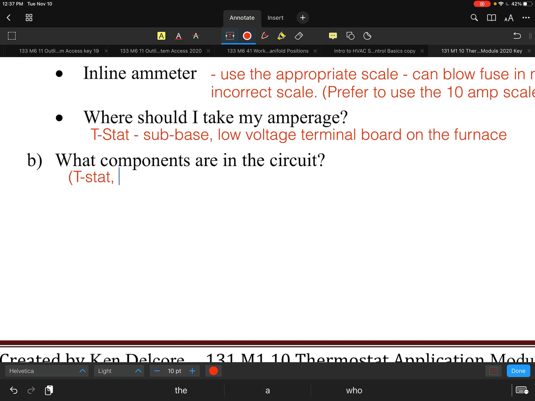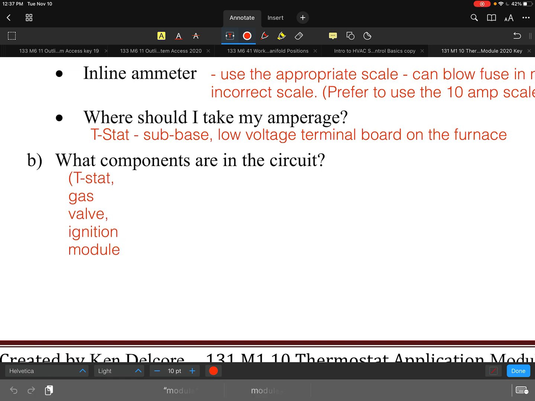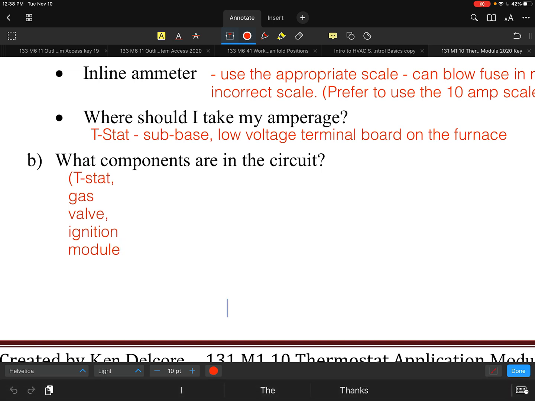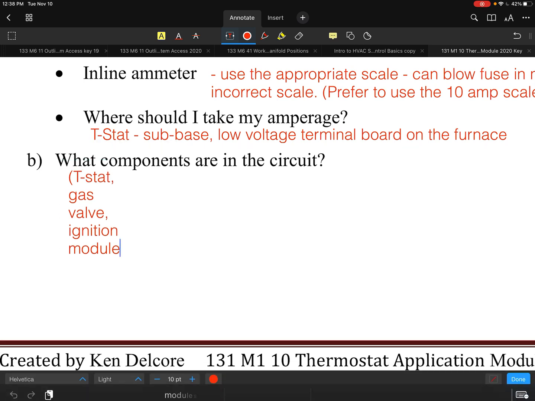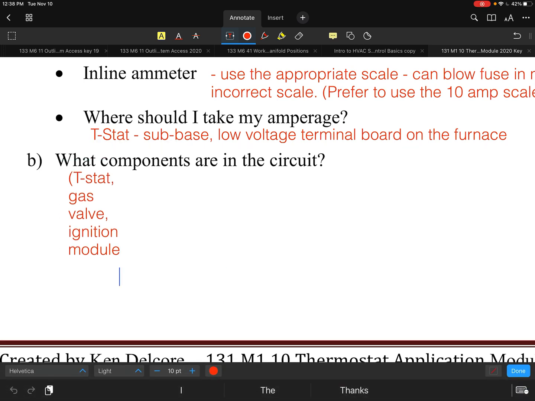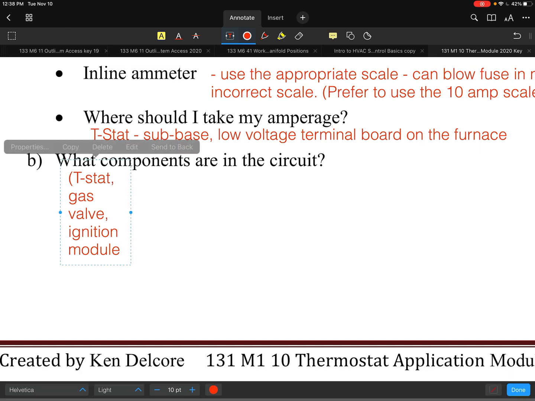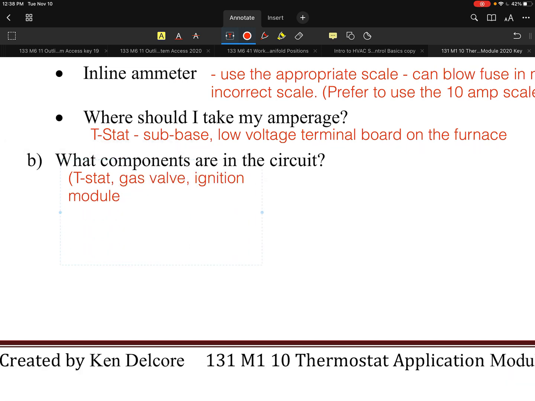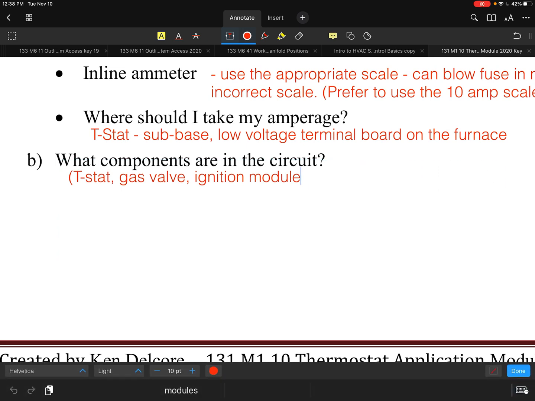So here's what I'm going to say. The T-stat itself may potentially be one of the pieces that's in there, but I don't expect the stat to do much. So I would say the gas valve would be another of the loads, which would make sense. It could be the ignition module. Okay, let's go ahead and edit this. There we go. Okay, so let's get into that.